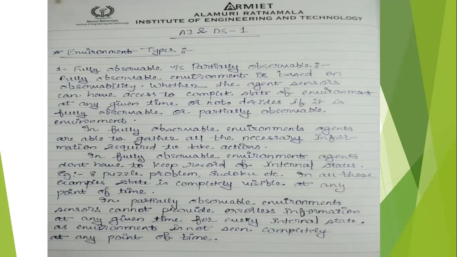In the partially observable environment, sensors cannot provide errorless information at any given time for every internal state, as the environment is not seen completely at any point of time. So in the partially observable environment, sensors provide information, but that information has errors.